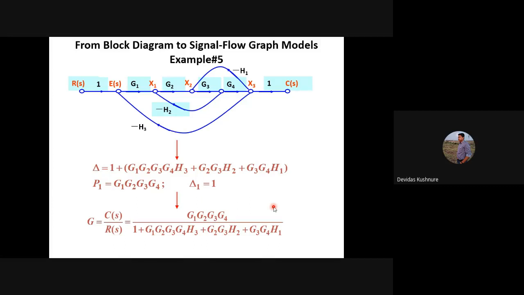You can solve it orally, right? By just doing judgment, by doing observation, you can see what should be the delta, how many forward paths we have, so how many terms we can get in the numerator, how many terms we can get in the denominator, that we can judge by observation. Okay, and we can quickly come to the conclusion.